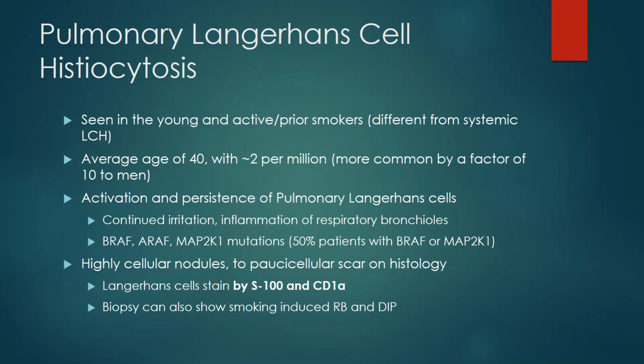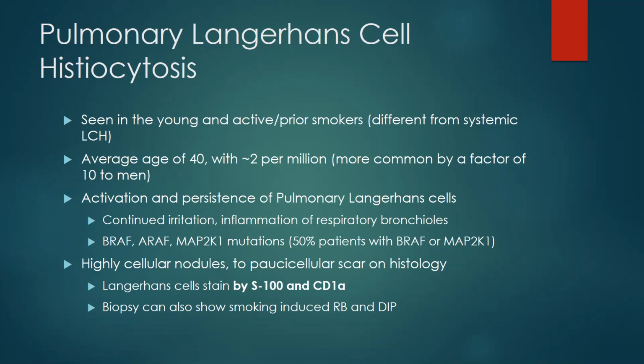In terms of this, what we see is there's likely some sort of activation of Langerhans cells in the peribronchial area due to smoking. That also causes genetic modification, activation, and disruption of these Langerhans cells. These are then activated and usually persist and cause further recruitment of immune cells, inflammation, and then remodeling of the areas, causing the cysts. Of note, usually there are mutations of BRAF, ARAF, and MAP2K being seen, with about 50% of patients having either BRAF or MAP2K.